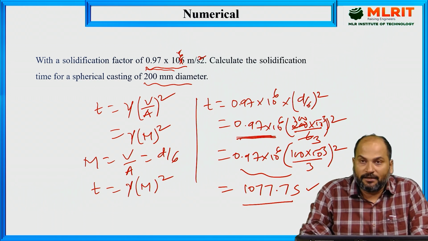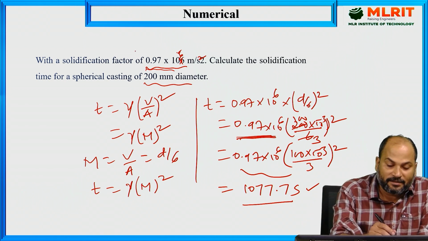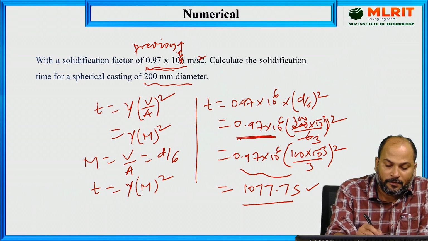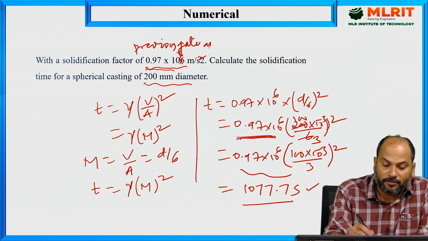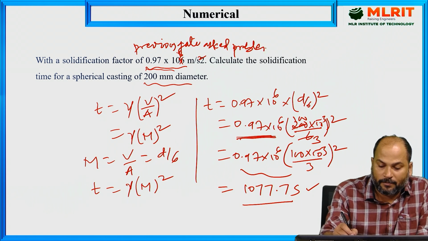So we can see from this numerical, nothing is there if we know the formula. And this was asked in the GATE exam, a previous GATE asked problem.